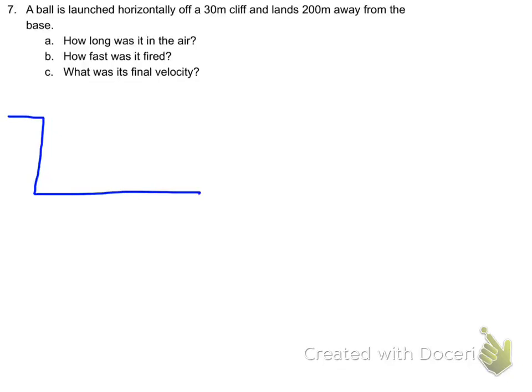All right, so here's a problem: a ball is thrown horizontally off of a 30-meter cliff, and we know that it lands 200 meters away. There are a couple of things we want to know: how long is it in the air, how fast was it fired, and what's the final velocity?